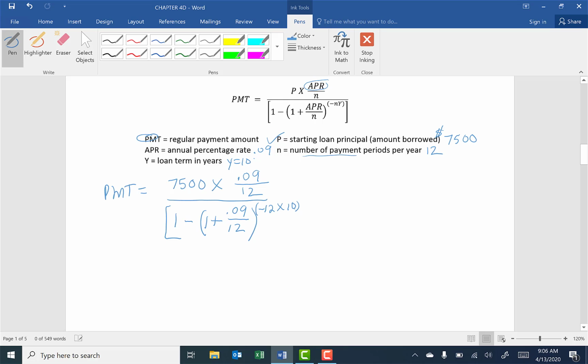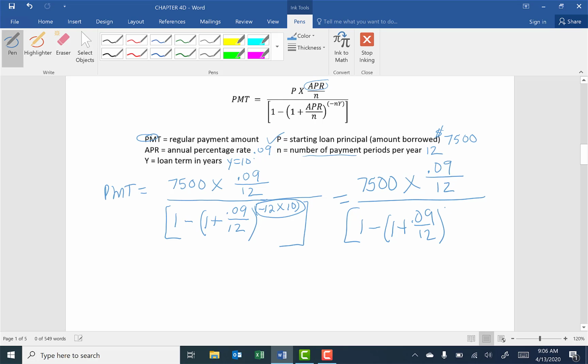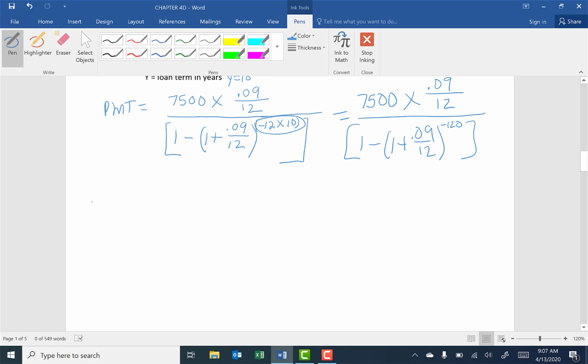Now that might confuse you a bit because it is kind of strange looking. But you're going to let your calculator handle that for you. And I would suggest you do this part first. So negative 10 times 12 would be negative 120. So I'm going to rewrite this as 7,500. Now you can do this all in one step if you like, this whole formula. But I'm going to do it slow so that some of you can follow step by step. You get 1 minus 1 plus 0.09 over 12 raised to the negative 120 because you took negative 12 times 10.